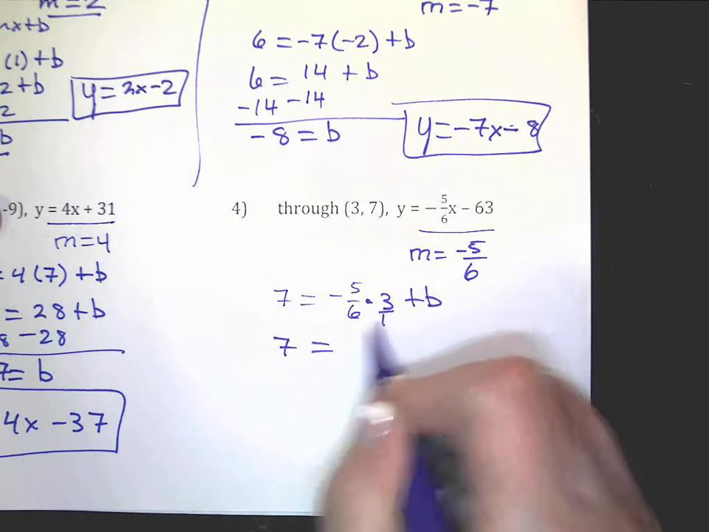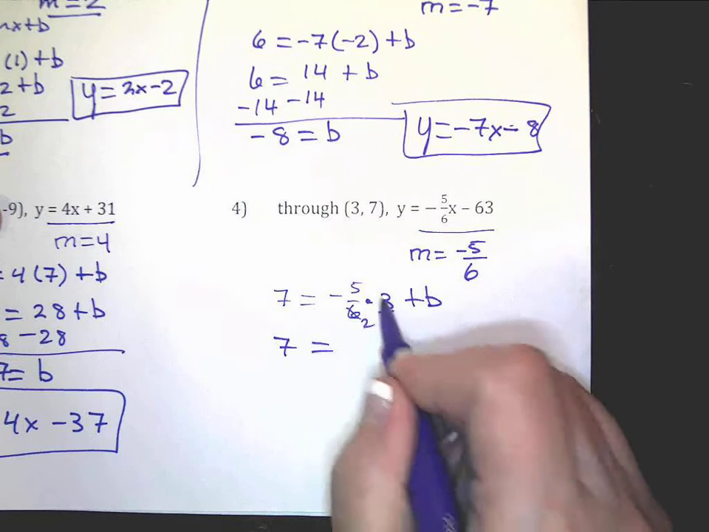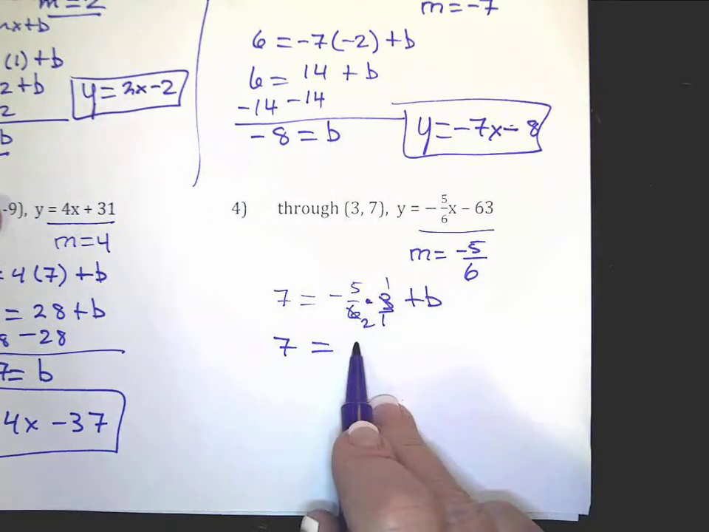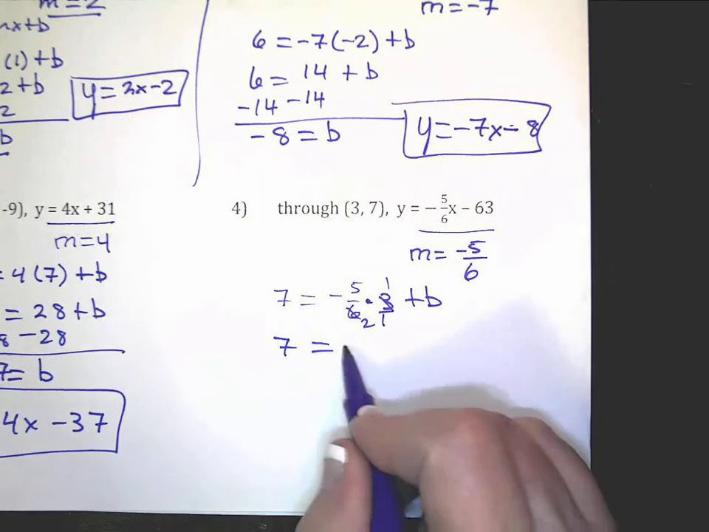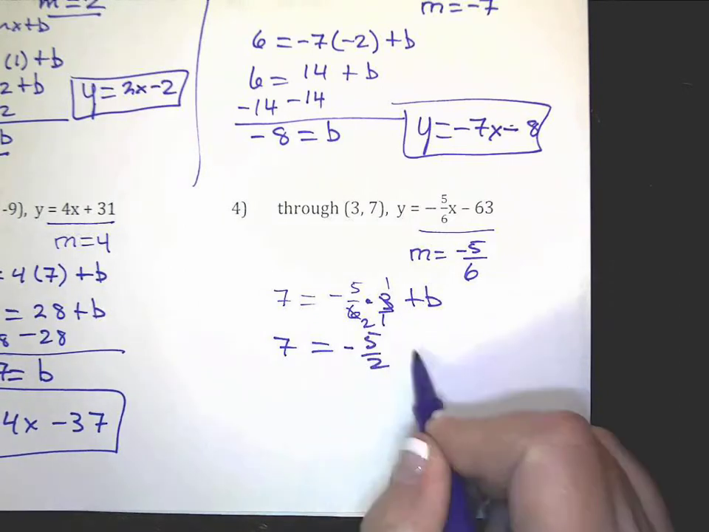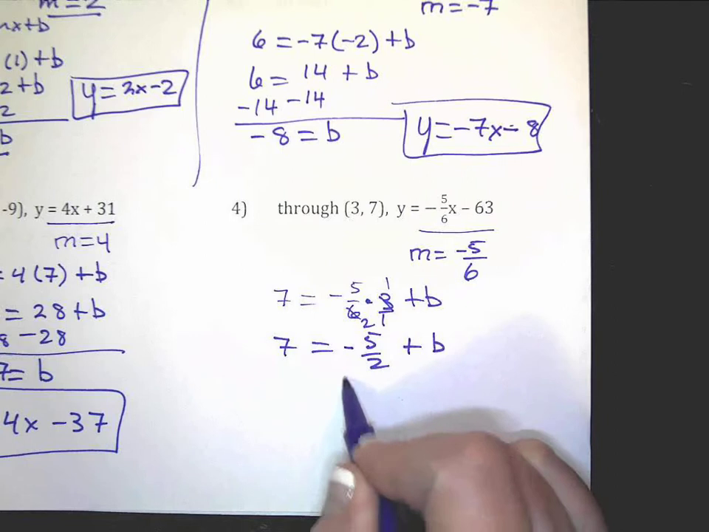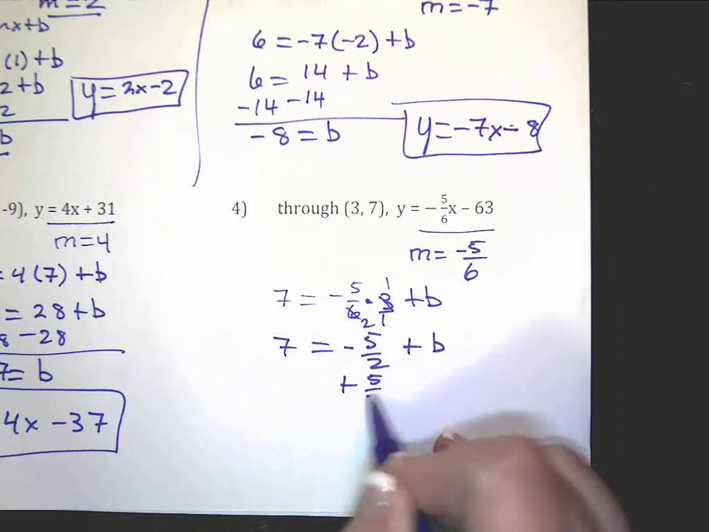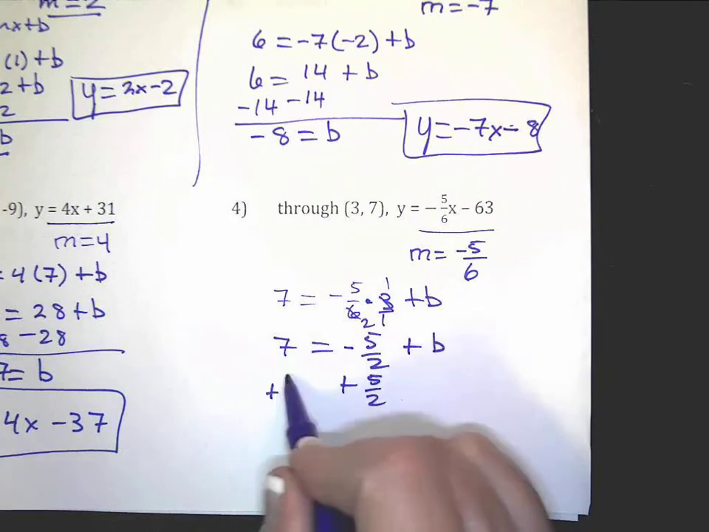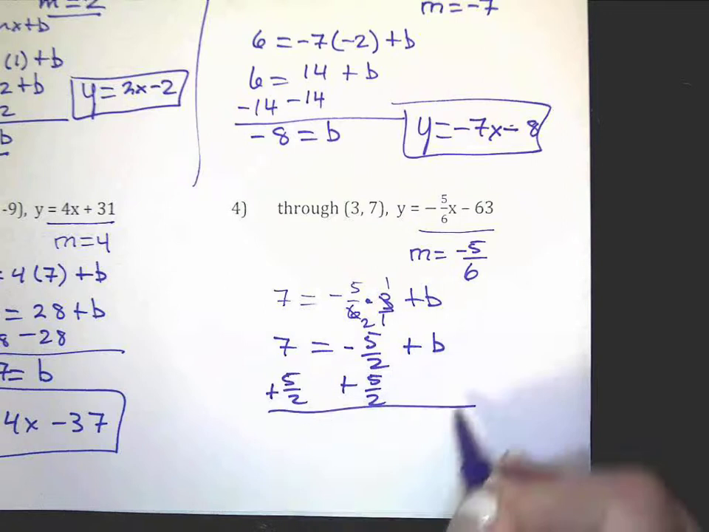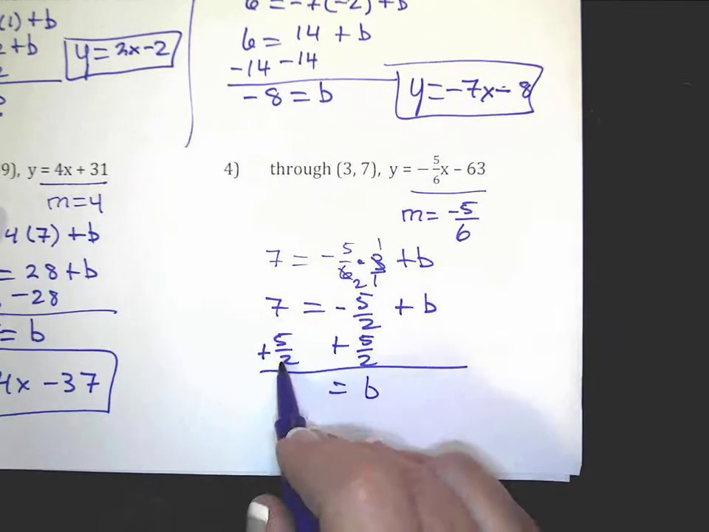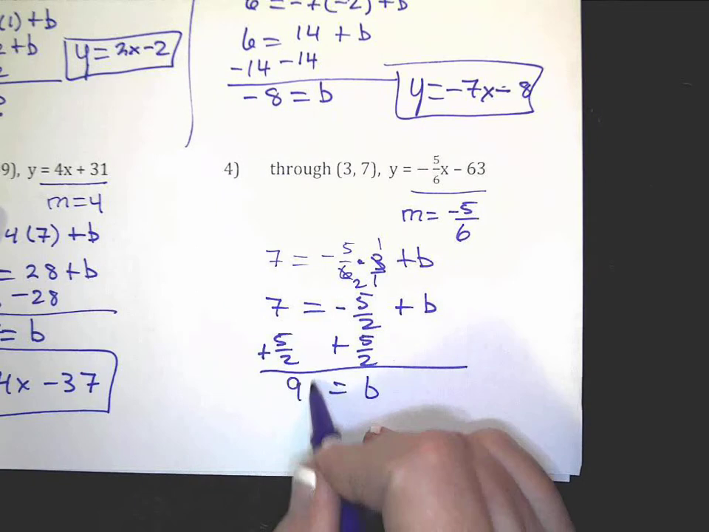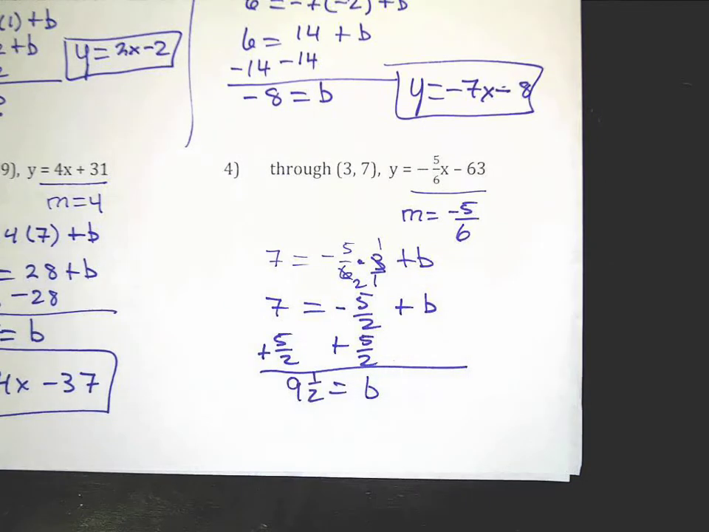Multiplying negative 5/6 times 3 gives us negative 5 halves, and then adding 5 halves, or adding 2.5 to both sides, b is equal to 7 plus 2.5, so 9 and 1/2.